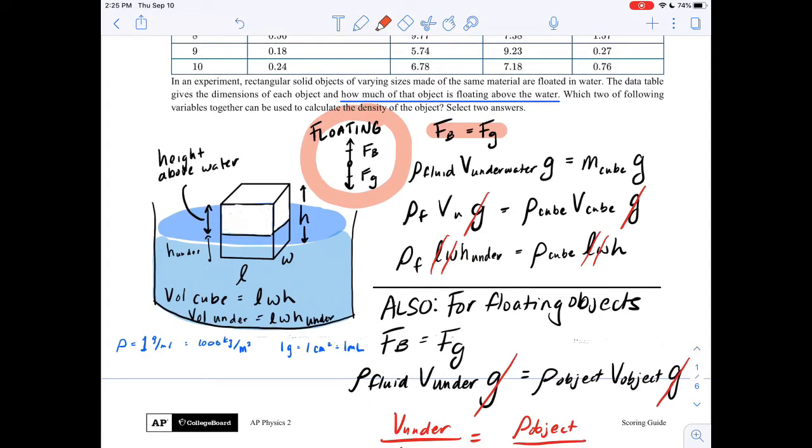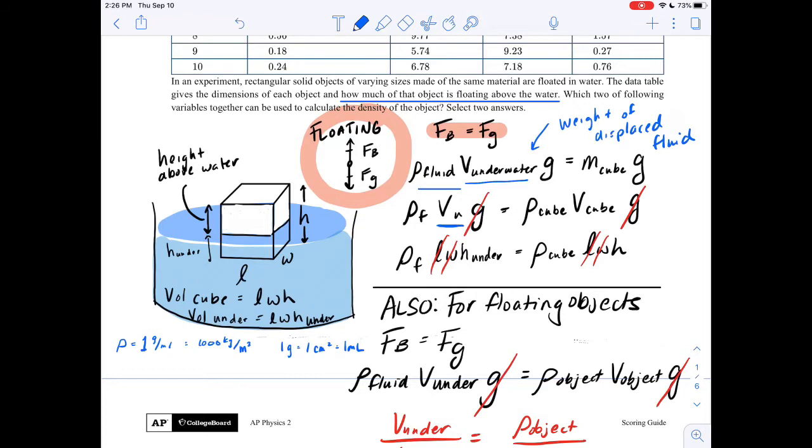Okay, so here's what we know. For an object that's floating, the buoyant force is equal to the density of the fluid times the volume of the fluid times G. And this density times volume, that's the mass of the fluid times G. This side of the equation is also the weight of the displaced fluid. On the right side, we've got the Fg, which is the mass of the cube times G. I can cancel out the G's, and then I can make a substitution.